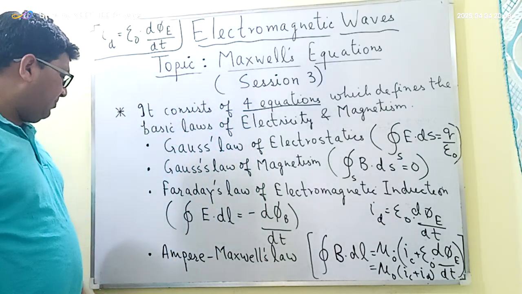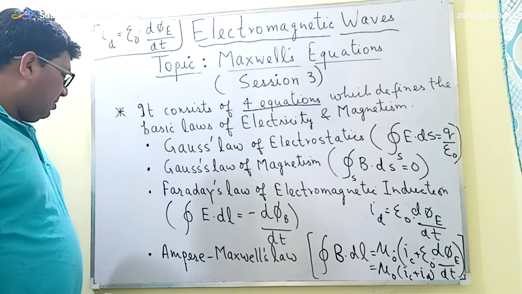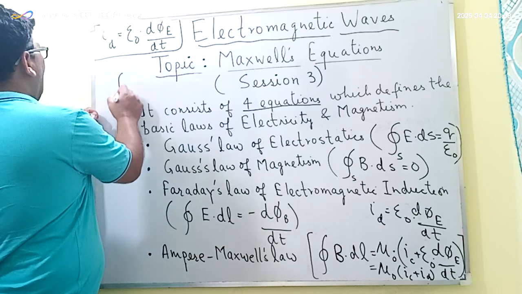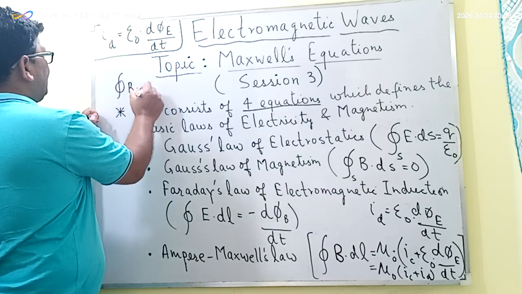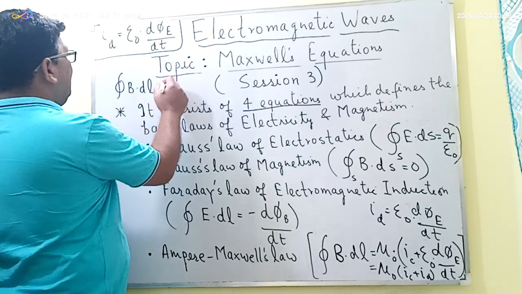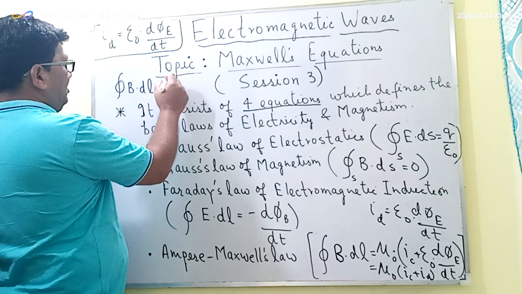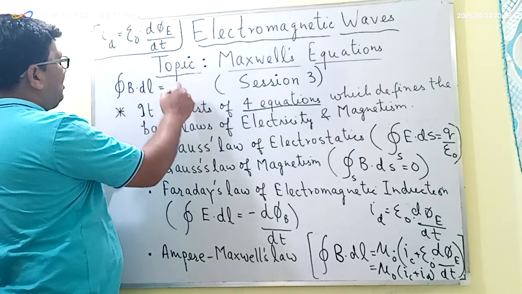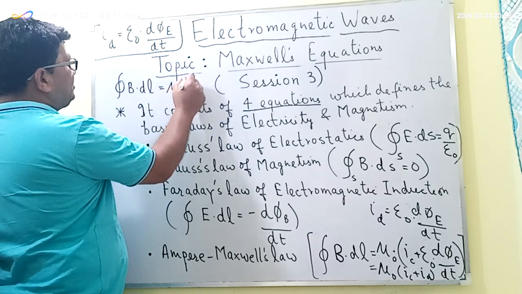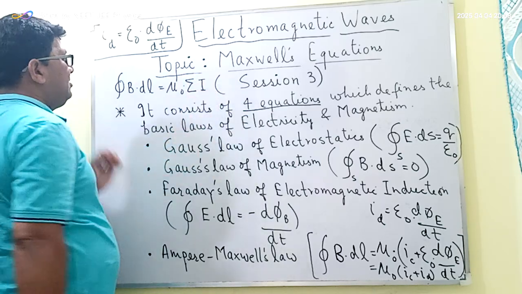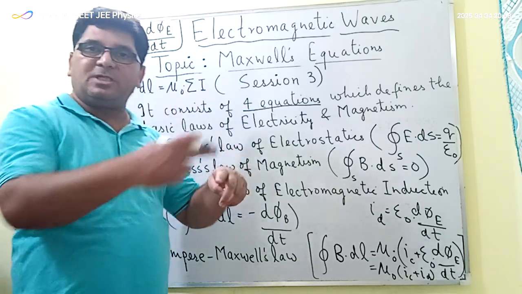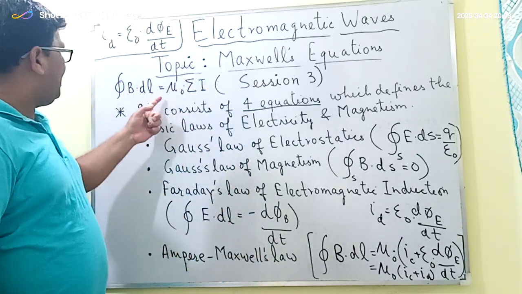So this Ampere-Maxwell law is basically the modified version of the Ampere-Circuital law. And the Ampere-Circuital law was defined by this formula, that is the line integral of the magnetic field around a closed path was equal to mu naught times sigma I, where sigma I is the net current which is threading through the area enclosed by that closed path.